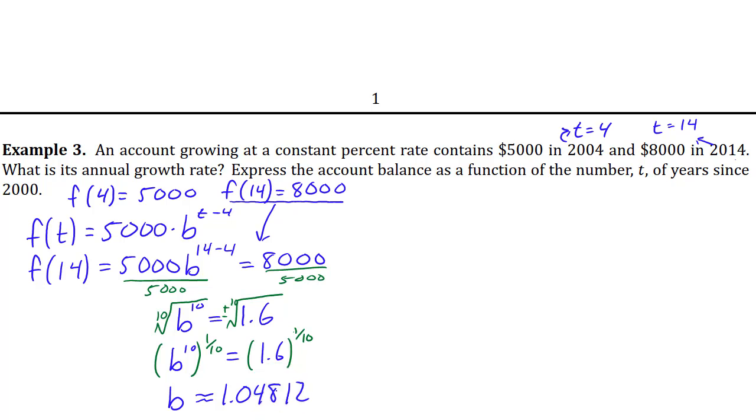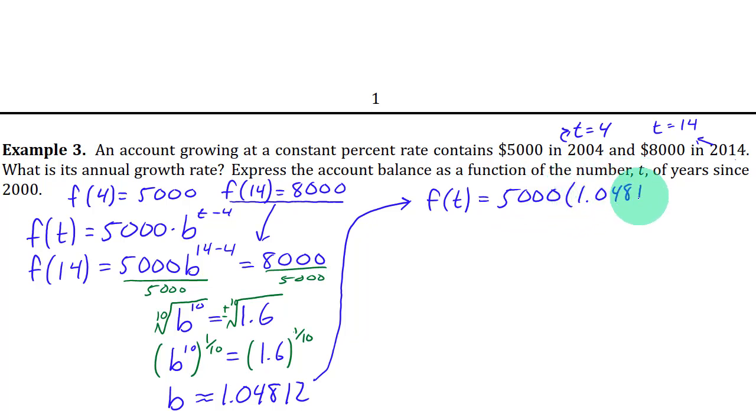We can plug that into the original function now. $5,000 times 1.04812 to the power t minus 4. And that's basically the answer to the question.